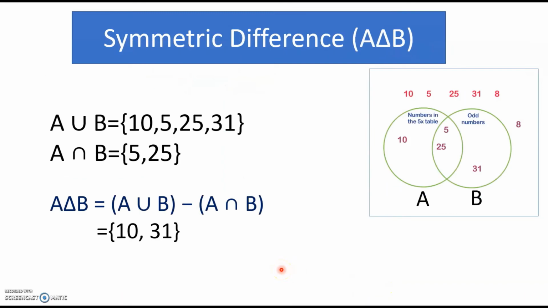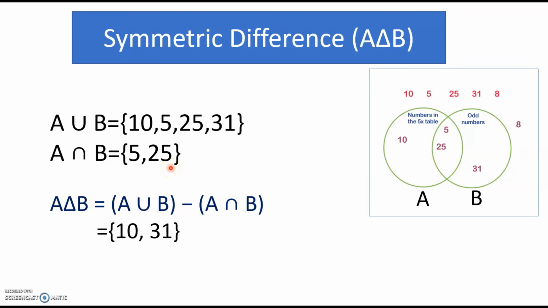Next, let's see what is symmetric difference between two sets. Set A and set B are shown here using the Venn diagram, and A union B would be 10, 5, 25, and 31. So we have them here. And A intersection B would be the common elements, which are 5 and 25. Right, so we have them here.